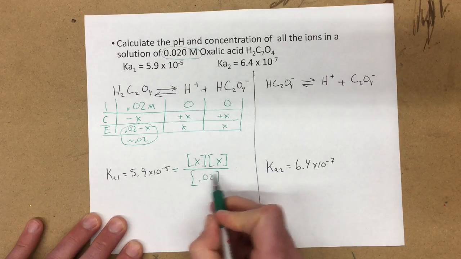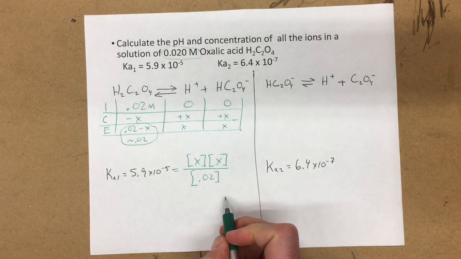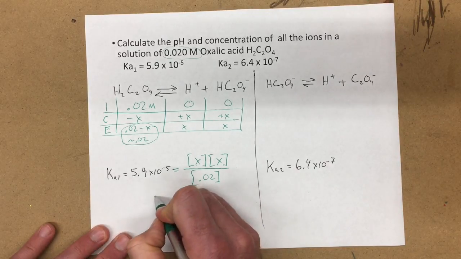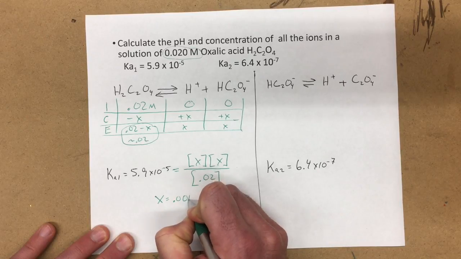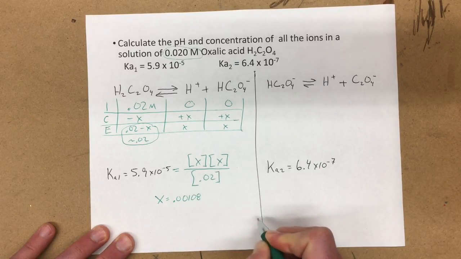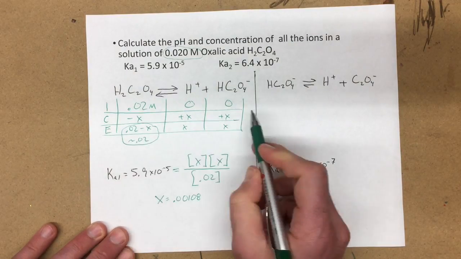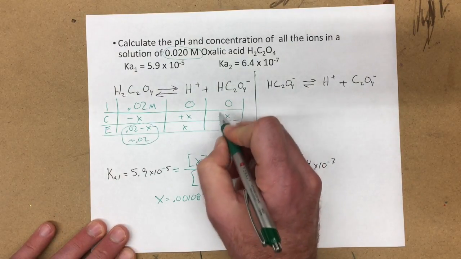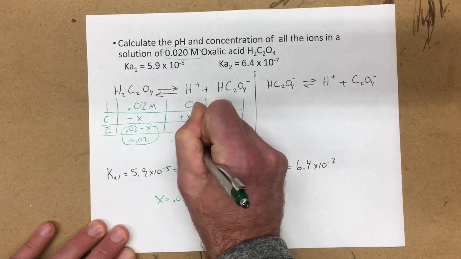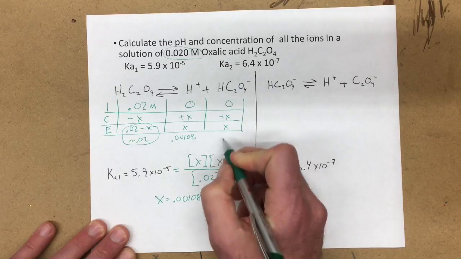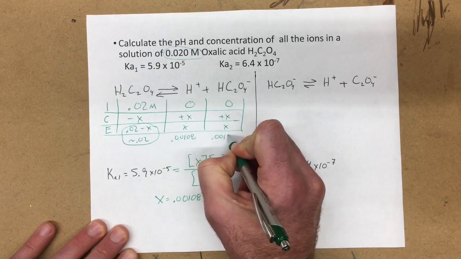All right, so we have this equilibrium expression, and we can use algebra to solve. And when we do that, we get that x is equal to 0.00108. So what does that mean? That means that at equilibrium for this first dissociation, the final concentration of the hydrogen is 0.00108, and for the conjugate base, it's also 0.00108.